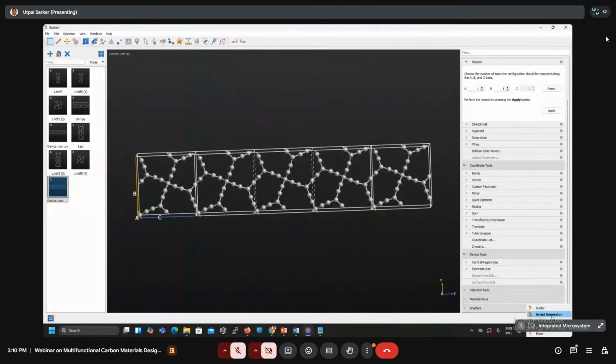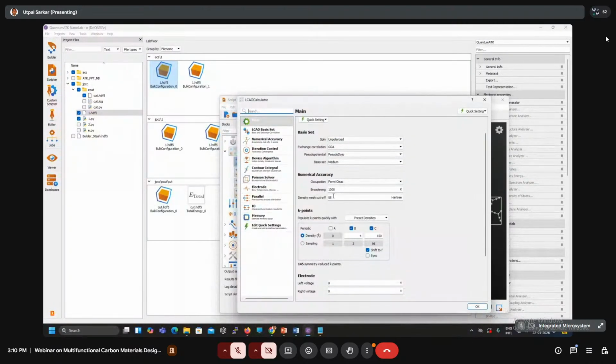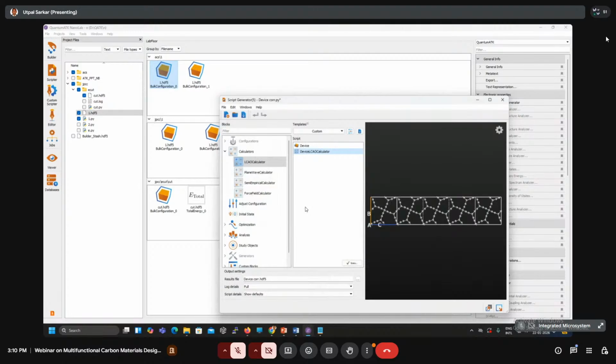which is same as the unit cell. Again, you have to go for the script generator. You have to set the LCAO calculator. Here you will again put the density mesh cutoff and gradually increase it and monitor the total energy from the log file, and again take care of the saturation up to three decimal points, and we have to check whether the change in energy has been negligible or not. At that point you have to take it as the density mesh cutoff, and again you have to check the sampling. So this part is same as the unit cell.